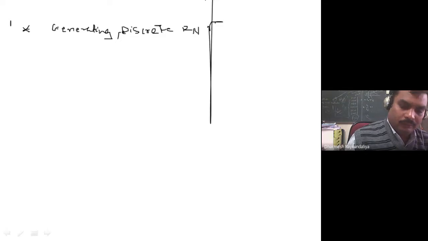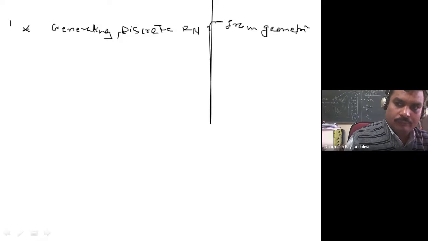Generating discrete random number. क्या हो रहा है आज इसको? From geometric distribution.